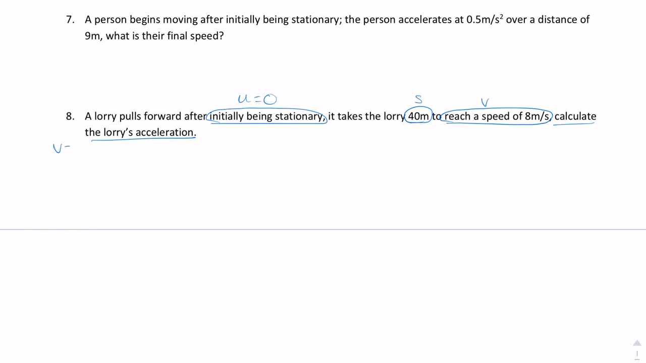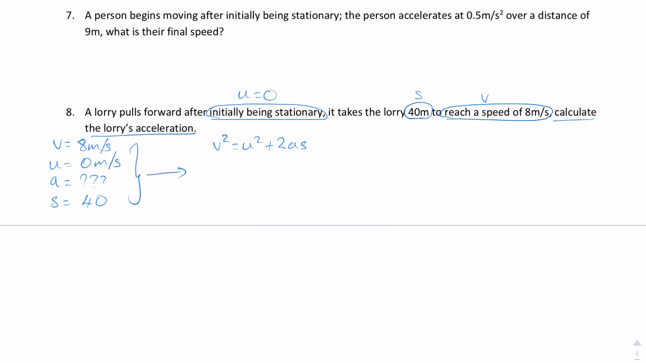So, final velocity indicated by v is 8 meters per second. u is 0 meters per second, as it was stationary. Acceleration, still unknown. Let's leave that as it is. And our distance is 40 meters. We can substitute these values into our equation. v squared equals u squared plus 2as. 2as meaning 2 times acceleration times distance.